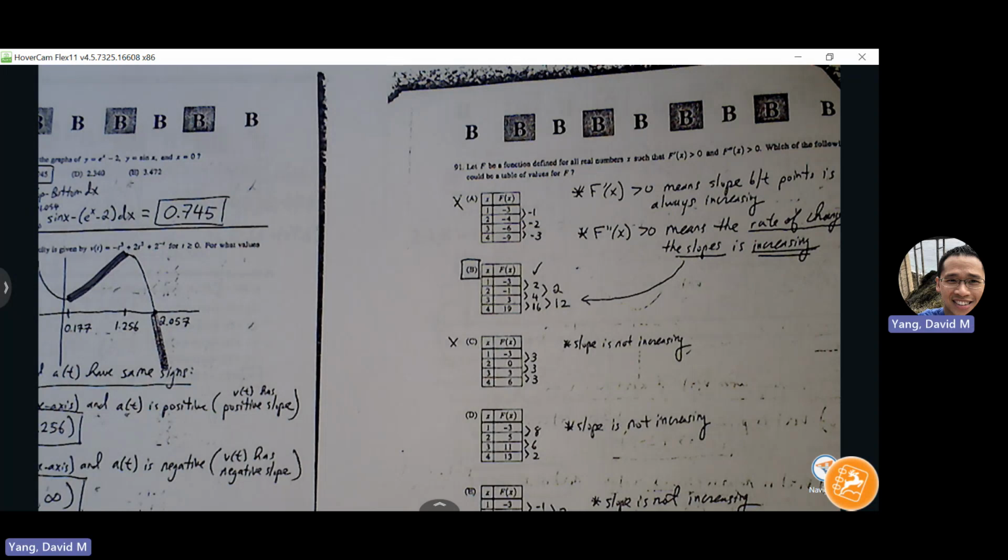I think what I meant to say here was f prime greater than 0 means that the slope is positive. I mean, the graph is increasing, but the slope is positive.